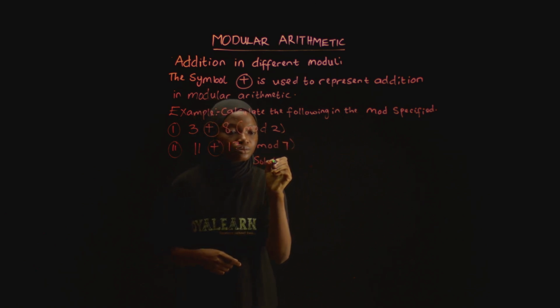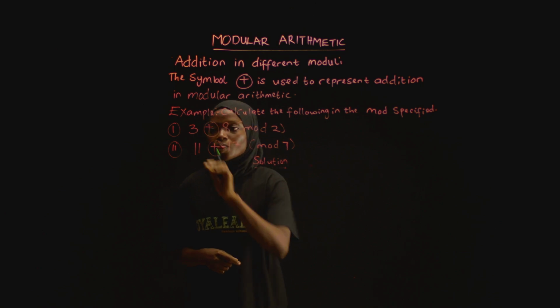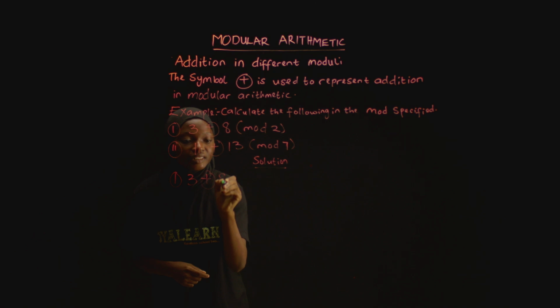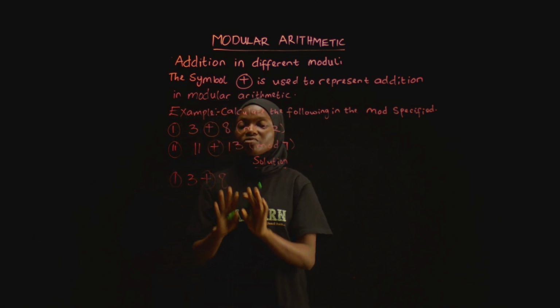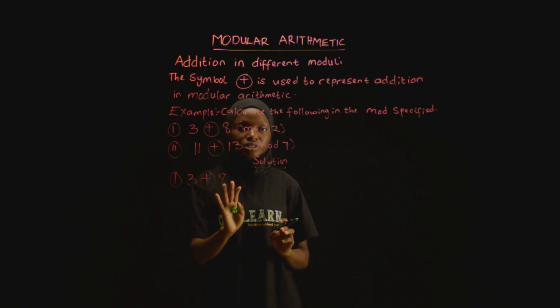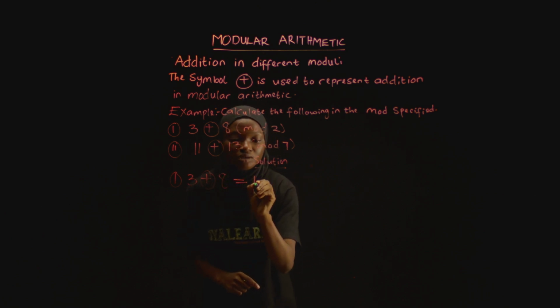Solution. The first one, we have 3 plus 8. We have to simplify this in mode 2. Now the first thing we have to do is we add it normally. 3 plus 8 gives us 11.